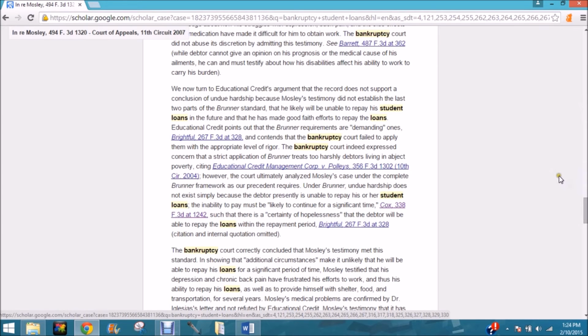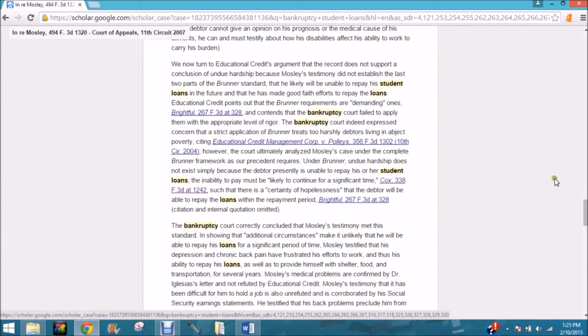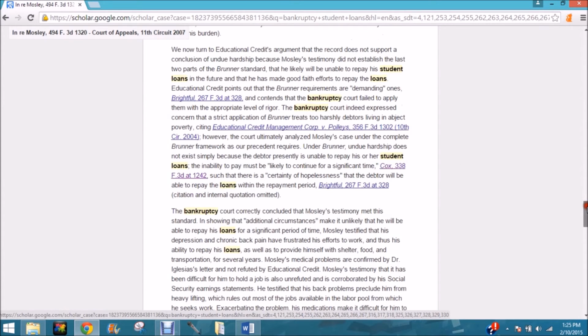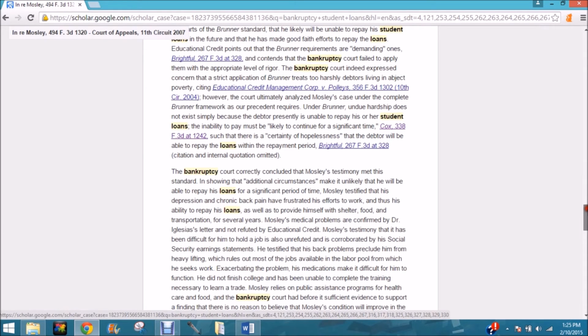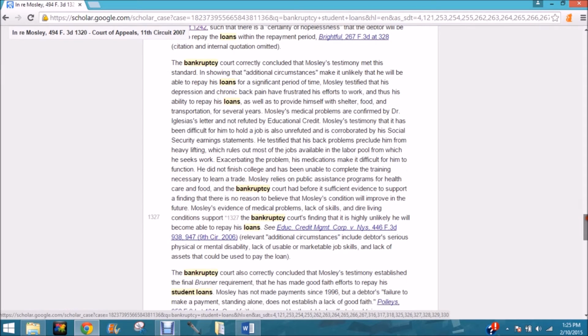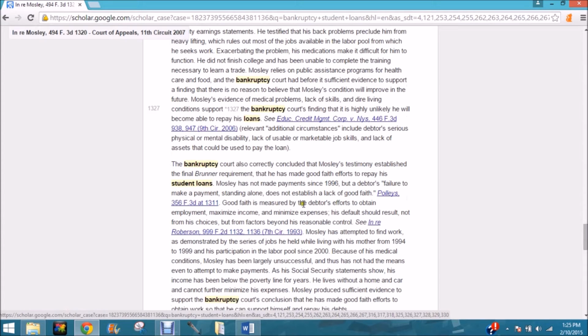I want to take a look back here at the good faith question, okay? Okay, let's take a look at the good faith. Okay, here we go. Down here, at page 1327 of this 494 F.3d 1327, we have the final Brunner requirement, the good faith efforts.